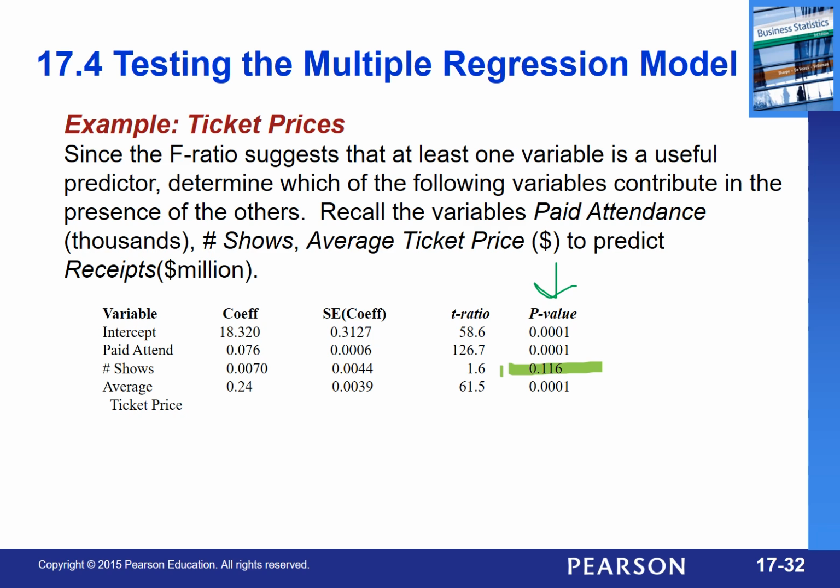So I look down the p-value column first when I'm doing this, and I immediately notice, look at this one. That's a fairly big p-value. One of these things is not like the other, and it appears to be number of shows.